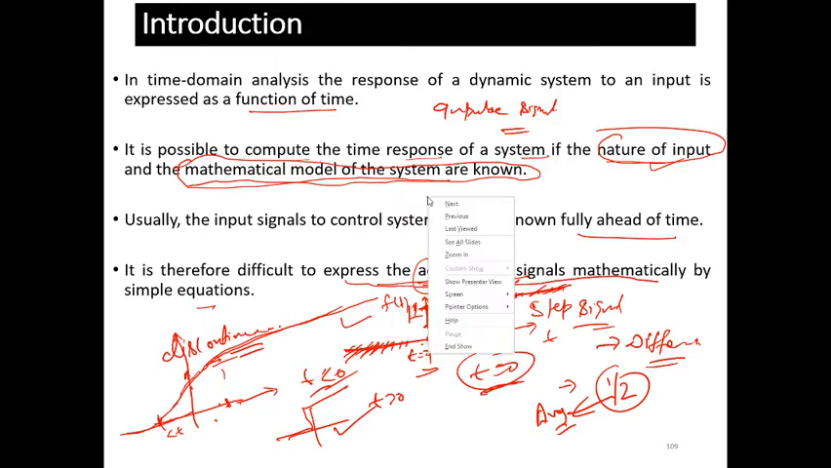What is the meaning of impulse signal? What is the impulse signal? Yes, please. It is very easy. Its delta t is equal to 1 for t equal to 0, and 0 for anything else.